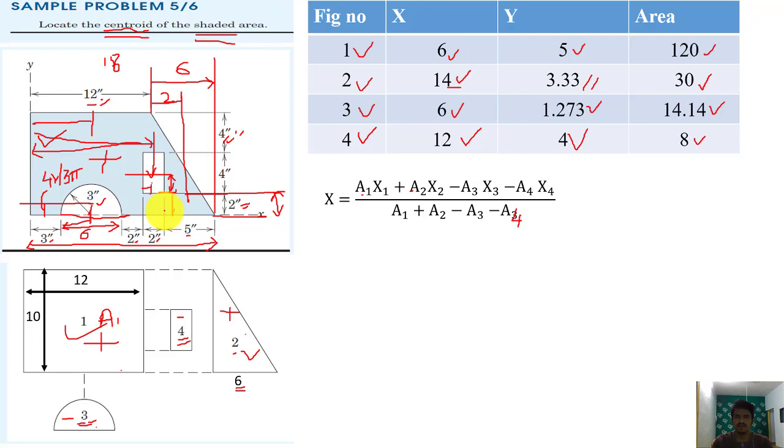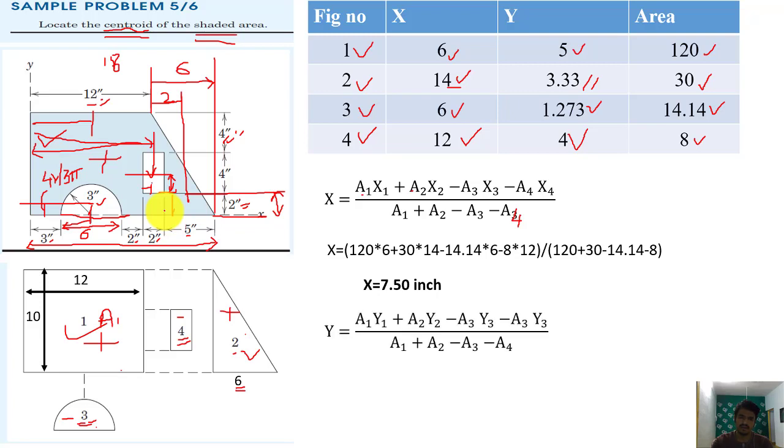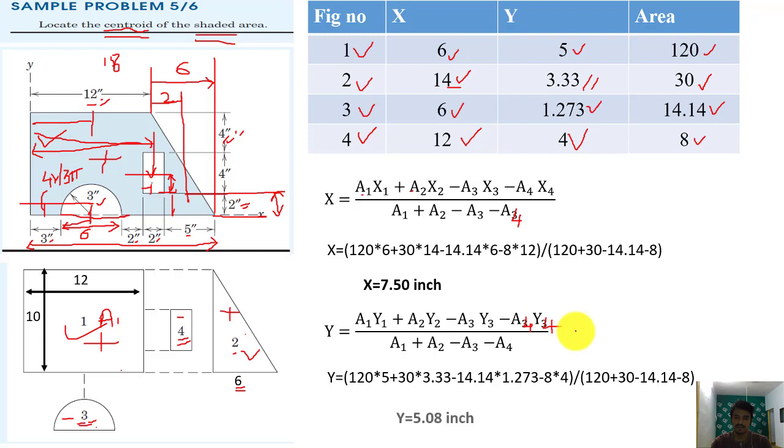Then putting the values from the table we will get the x intercept equal to 7.5 inch. Then a similar formula applies for the y intercept: a1 y1 plus a2 y2 minus a3 y3 minus a4 y4. Again a mistake is there, that should be a4 y4, since 4 figures are there, divided by a1 plus a2 minus a3 minus a4. Again putting the values from the tables we will get the y intercept as 5.08 inch and x intercept 7.05 inch, so that will be the final answer.